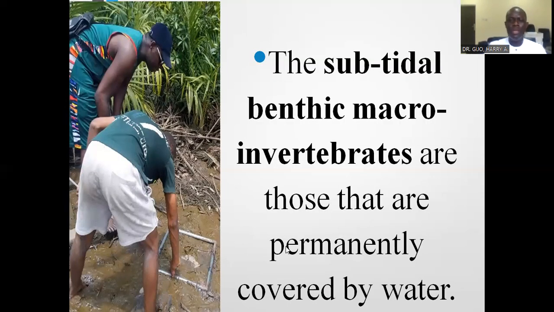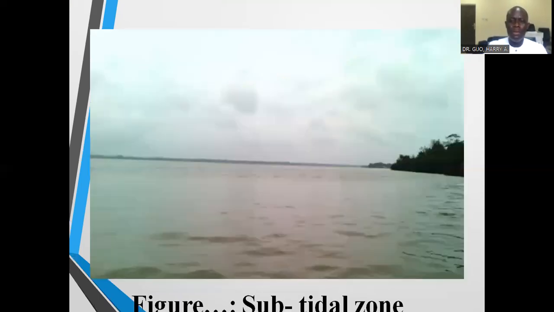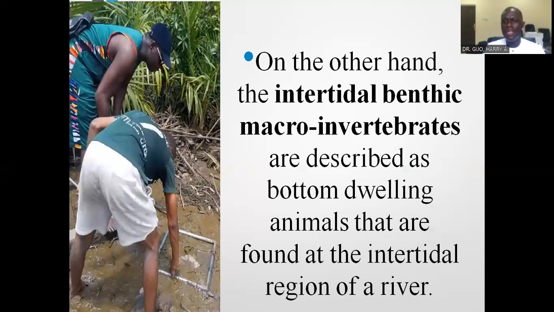Now, here is a typical example of where we can find some subtidal benthos in the middle of the river. Those benthic organisms found at the bottom of the middle part of the river, or even close to the shore, but covered by water, are said to be subtidal benthos. On the other hand, the intertidal benthic macroinvertebrates are bottom dwelling animals found at the intertidal region of a river.